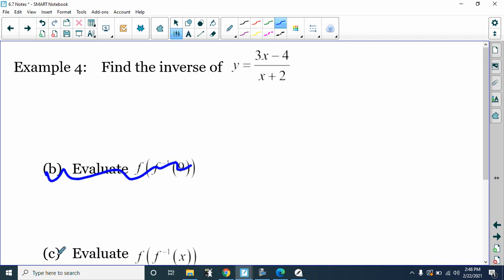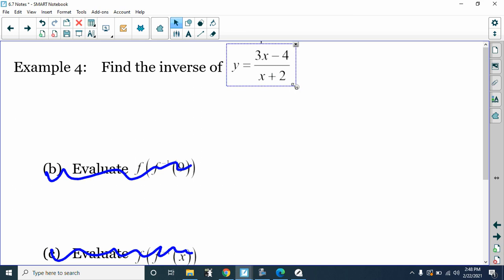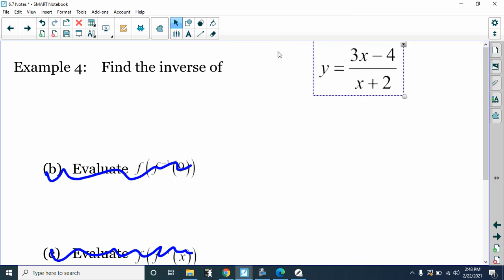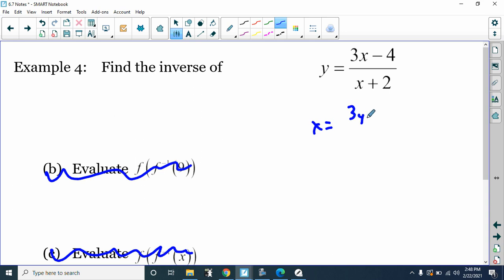I'm not worried about this part. Find the inverse of this guy here. This one's a little bit more difficult. Start by switching x and y. And this one's harder to solve. We're trying to solve for y. We cannot cancel like 4 over 2 because this isn't divisible by 4. Instead, we're going to multiply both sides by y plus 2. It would look like this.